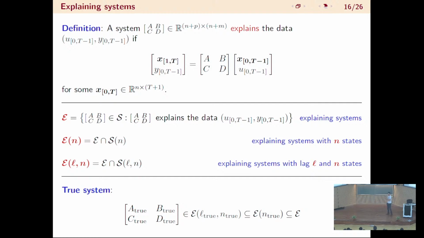Now, the true system had lag L true and state space dimension n true, which means that this system A true, B true, C true, D true is in the set E, L true, N true, which is a subset of all explaining systems of n true states, which finally is a subset of all explaining systems, right? By definition.